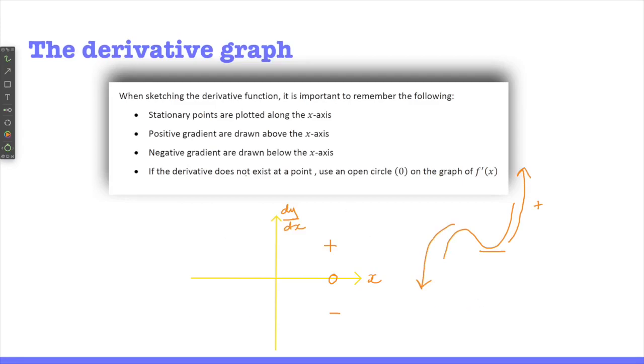In order to draw the derivative graph, you just need to find out where your stationary points are, in which case you'll plot them along the x-axis. That's your step one. Then find at which points you have a positive gradient, and at which points you have a negative gradient, and plot them on the corresponding axis. So that there is your step two. Just note that if the derivative does not exist at a particular point, what you can do is use an open circle on the graph. So if it's undefined at 0, we can use an open circle and continue from there.